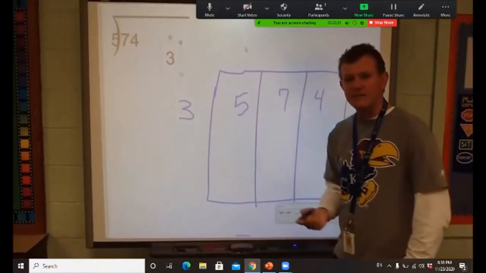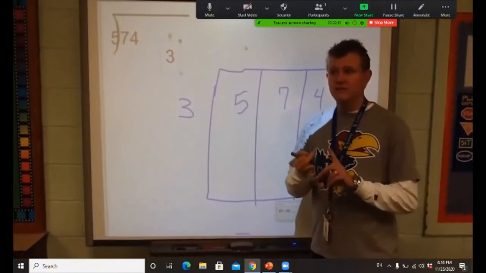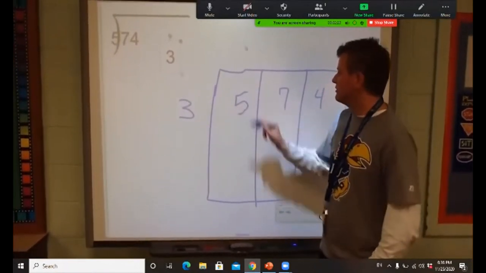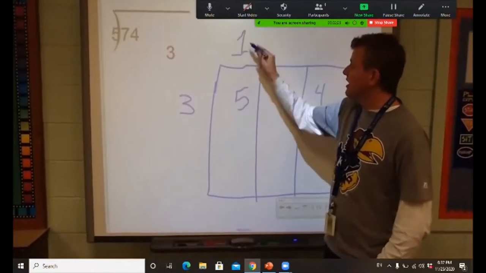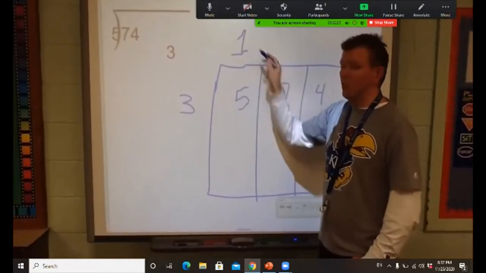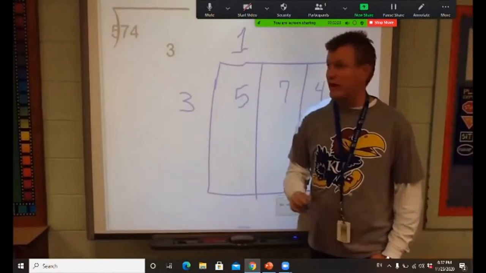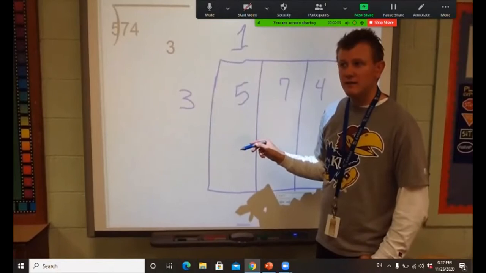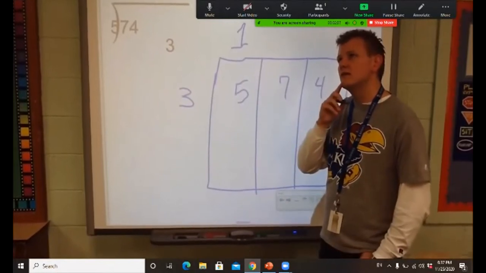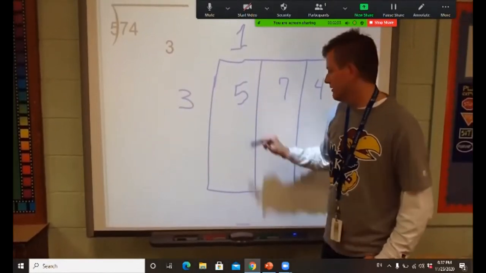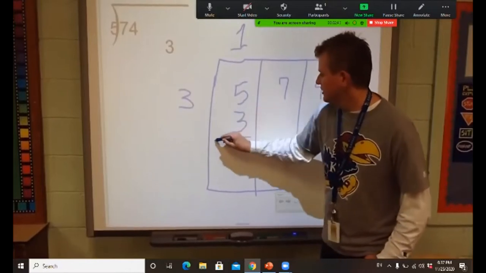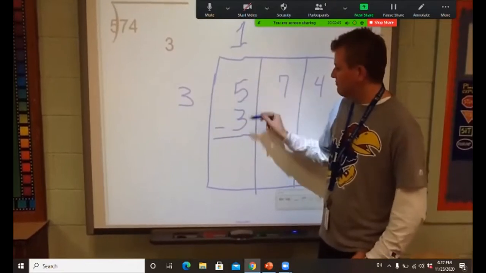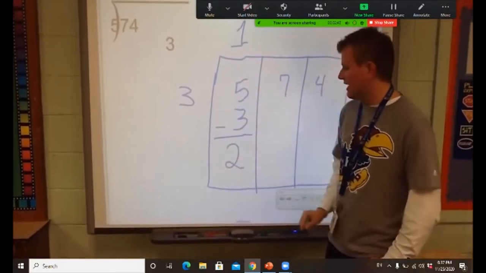3 goes into 5 how many times? Well, 3, 6, well 6 is too high, okay? So I'm skip counting, I can only do it once. 3 goes into 5 one time. I'm going to put the 1 above the 5. And just like with the standard way, we're going to multiply. 1 times 3 is what? 3, okay? And just like before, we're going to subtract. 1 times 3 is 3. 5 minus 3 is 2, okay?